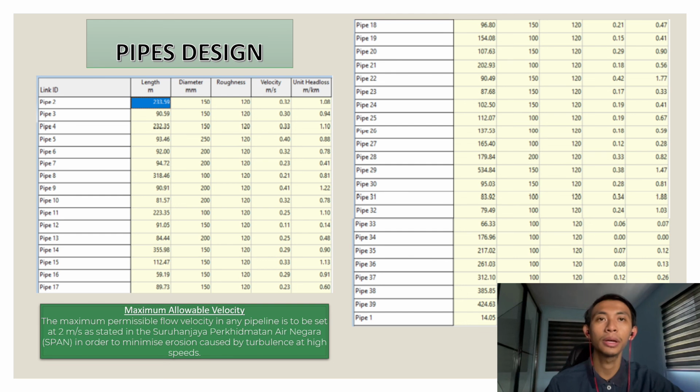So these are the pipe design that we have done for the calculation, and the maximum allowable velocity is the maximum permissible flow velocity in any pipeline, to be set at 2 meters per second as stated in the Suruhanjaya Perkhidmatan Air Negara (SPAN) in order to minimize the erosion caused by the turbulence at high speed.